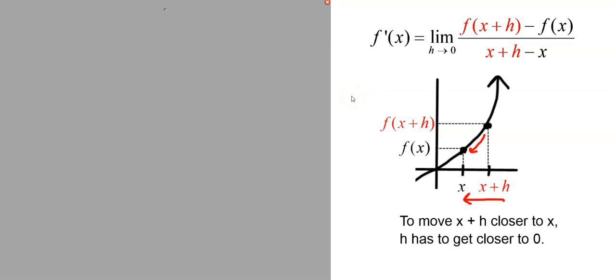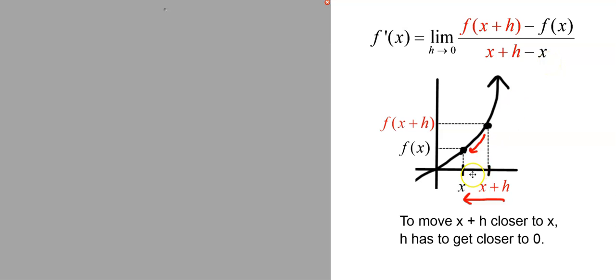We're going to be looking at another example of finding the equation of a derivative function for a particular simple polynomial function. So let's look again at our definition for finding a derivative function. f prime of x equals the limit as h goes to 0 of f of x plus h minus f of x over x plus h minus x. So what does that mean again?